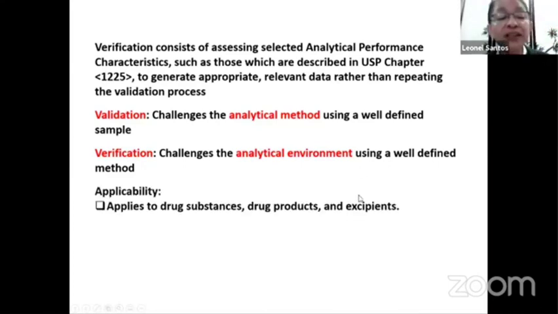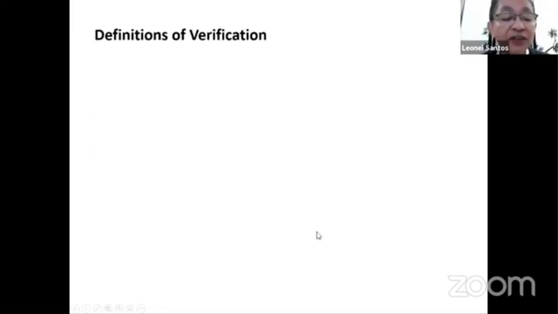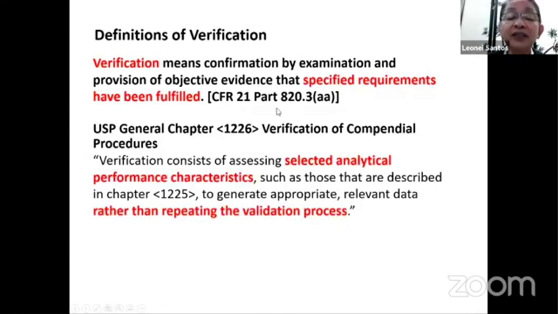So the applicability would be for drug substance, drug products, and excipients. The application can be on different analytical methodologies: titration, chromatographic, spectroscopic. The definition of verification is the confirmation by examination and provision of objective evidence that the specified requirements have been fulfilled. And this is based on the Code of Federal Regulations.